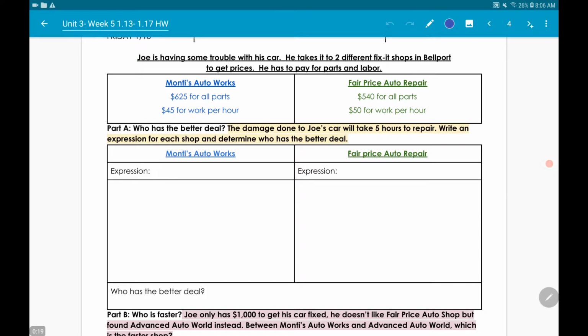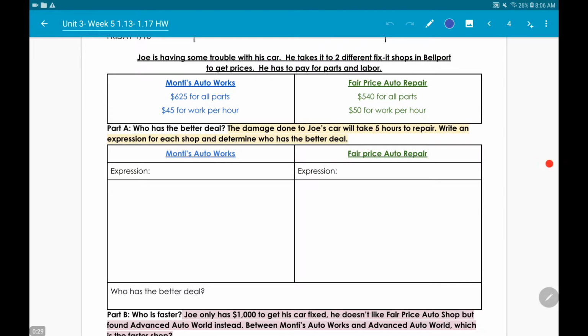So our situation, Joe is having some trouble with his car. He takes it to two different fix-it shops in Bellport to get some prices. He has to pay for parts and labor. So our first situation is Monty's Auto Works. He pays $6.25 for all his parts and $45 for work per hour. And in Fair Price Auto is $5.40 for all the parts and $50 per hour for work.